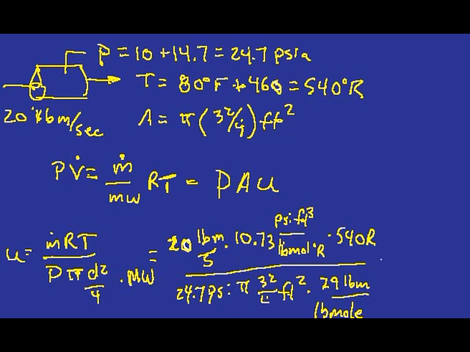When we're all done, we find U is equal to approximately 22.9, or approximately 23 feet per second. And that solves problem 3.